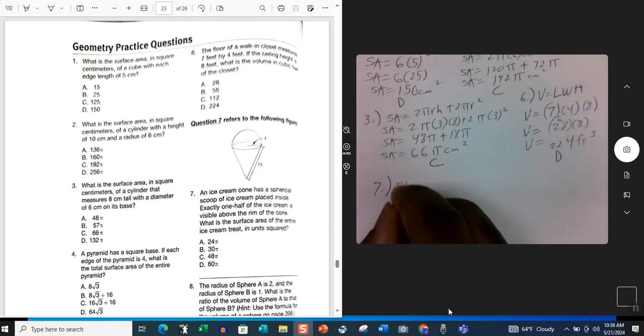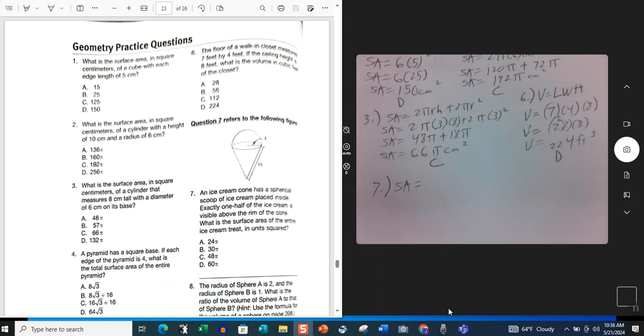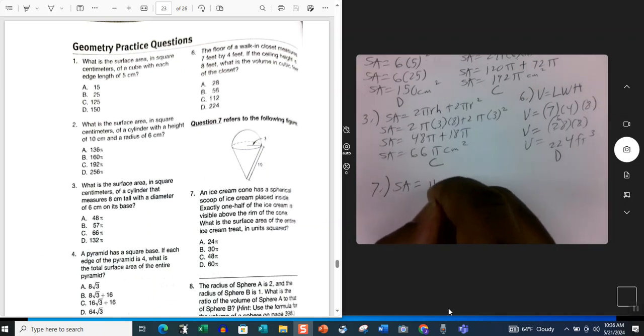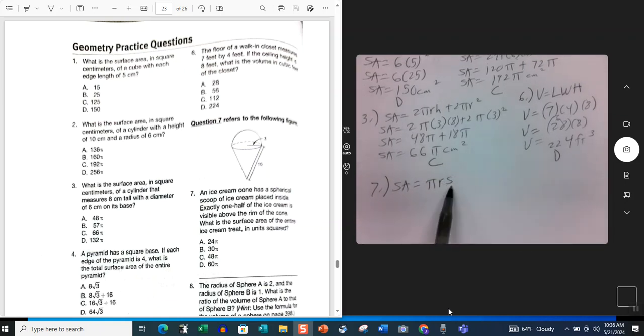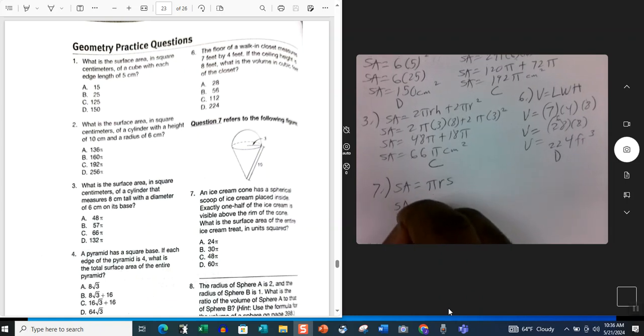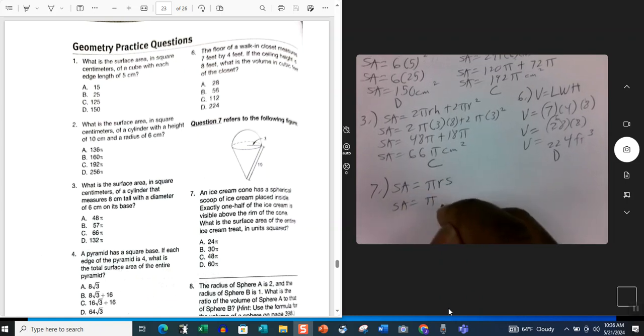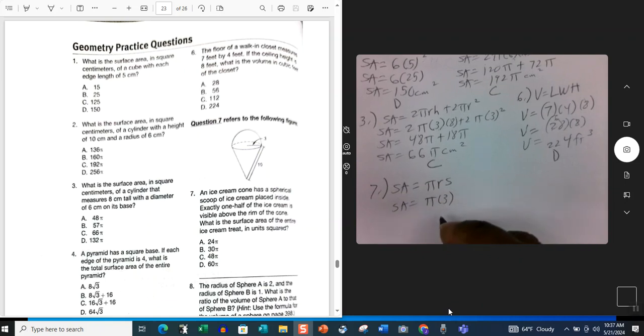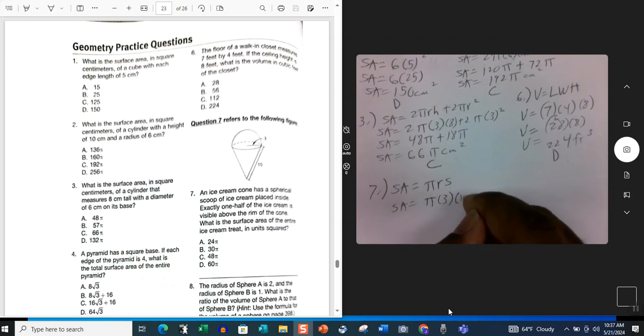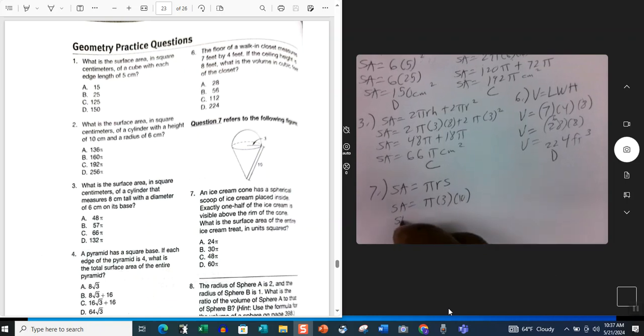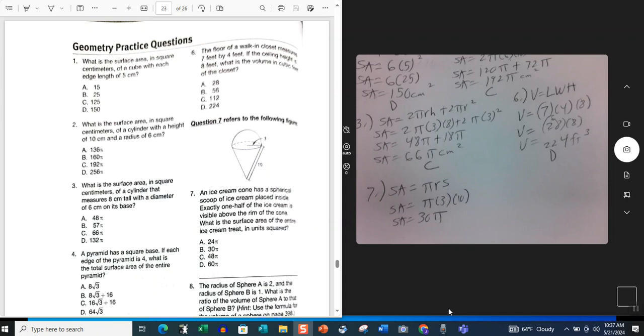Okay, so first of all, we have the surface area of the cone, which would be pi times radius times the slanted height. We see the radius is 3, and then the slanted height is 10. So this right here would be 30 pi. Okay, now that took care of the surface area of the cone.